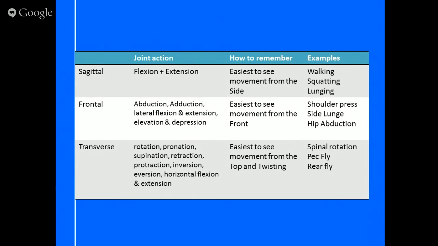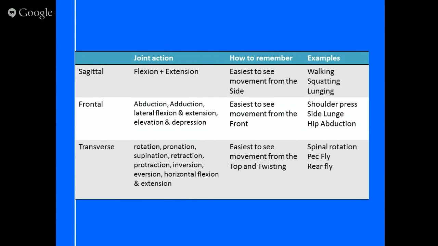Then we have frontal plane movements. Now, these are things like shoulder pressing, things like a side lunge, so a lateral lunge, or hip abduction, whereby you're standing on both feet and you just lift one leg straight out to the side. These movements are all happening on the frontal plane, which means if you wanted to see the greatest degree of movement change, you would view it from the front or the back. So if you think of someone doing a shoulder press, if you really want to see their form and see how they're moving, you would always look at them from the front, and that makes it a frontal movement.